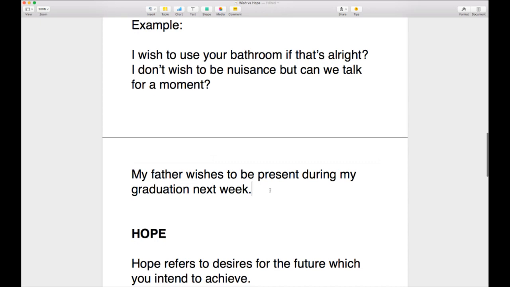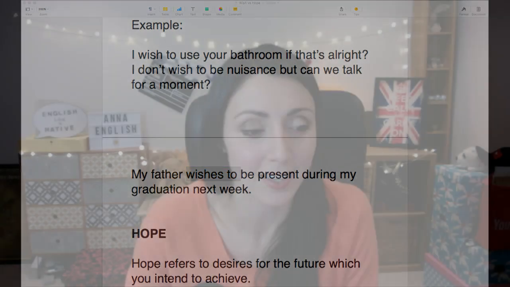And my father wishes to be present during my graduation next week. My father wishes to be present during my graduation next week. So my father wants to be, he wants to be present. Excellent. So I'd like you to use the word wish as an alternative for want to. And if you write it in a sentence now, we'll do some correcting for you.